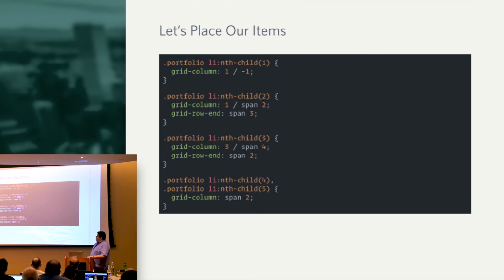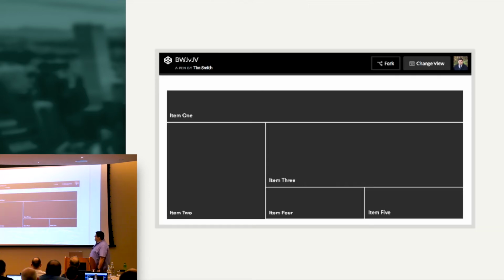The second item, we're going to put it on grid column 1, and it's going to span 2 columns. And it'll span 3 rows. Our third item is going to start at grid column 3, and span 4 columns. And it's going to span 2 rows. And our last 2 items will span 2 columns. And what that CSS gives us is this layout.